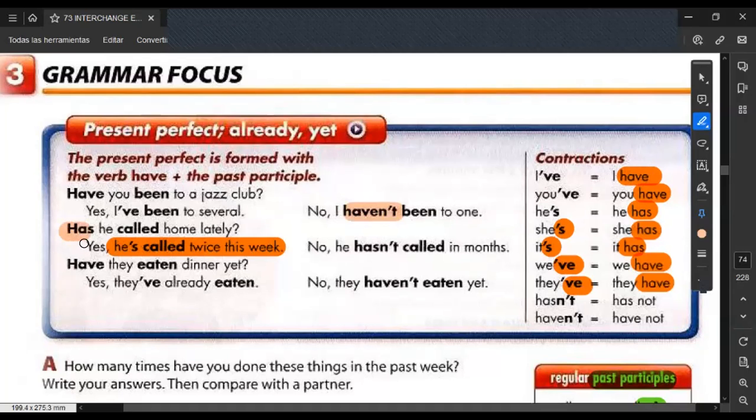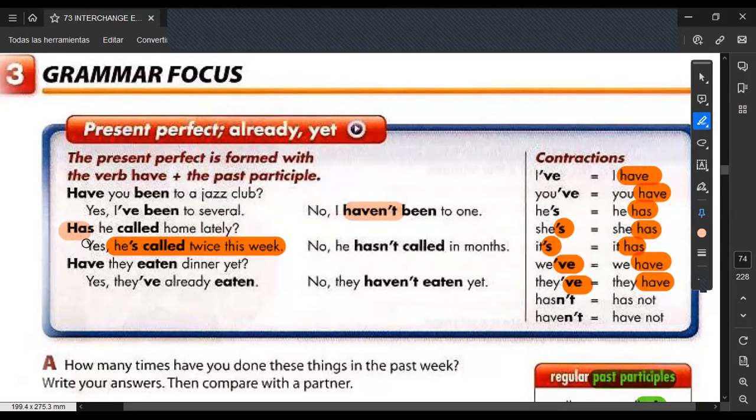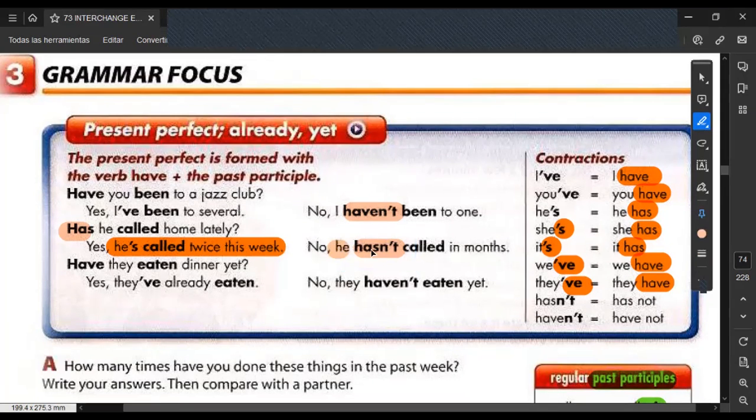So in this case that you're using has at the beginning, it's because the auxiliary has is for he, she, and it. So with he, she, and it, you have to use has, right? The negative, no, I hasn't. Mire, cambia. No es haven't, porque estamos usando el he. We are using he hasn't. Recuerde que usamos el have con I, you, we, they, y el has con he, she, it. He hasn't called in months. Have they eaten dinner yet? Yes, they've already eaten. No, they haven't eaten. Okay? ¿Tiene preguntas?